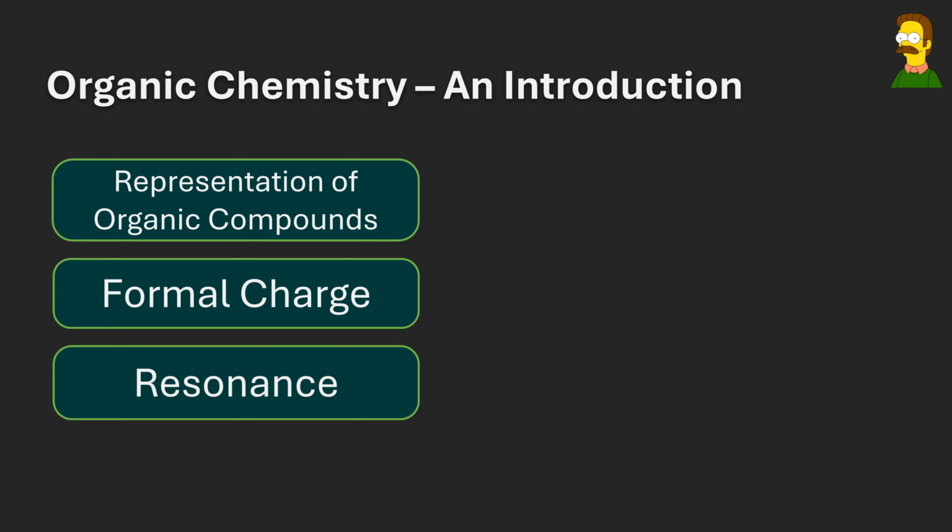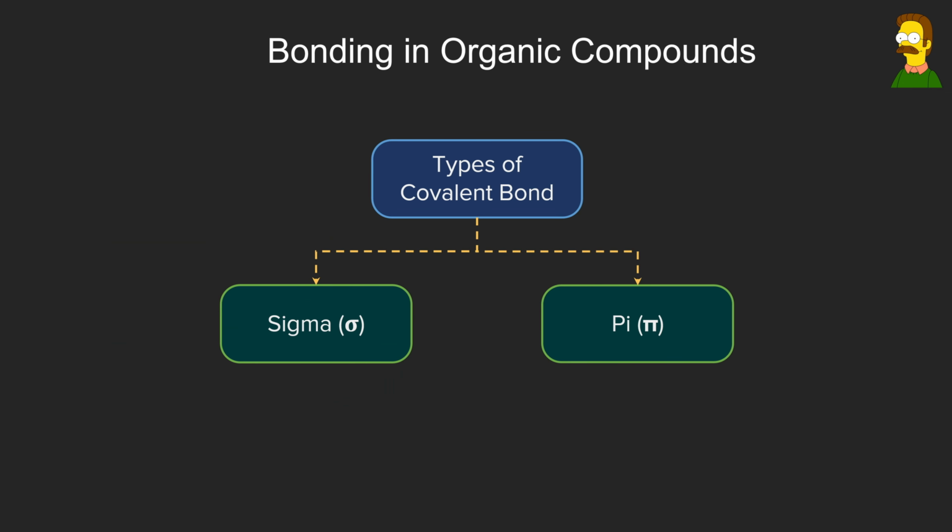So firstly, we'll look at how organic compounds are represented. You can figure out nomenclature by yourself. We will revise formal charge and why it's relevant, and we'll talk about resonance in this one. Later videos will have hyperconjugation, etc. So a bit of a revision from chemical bonding.